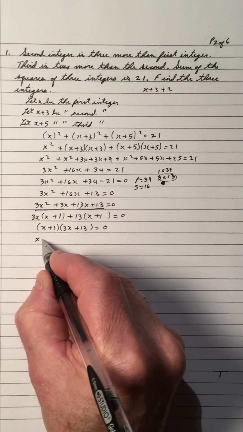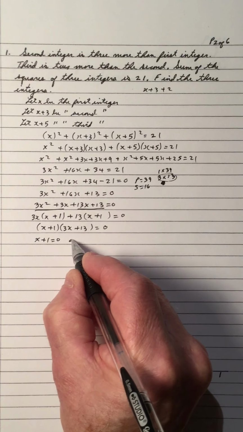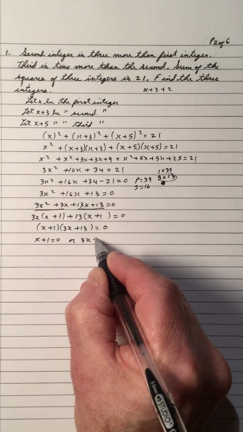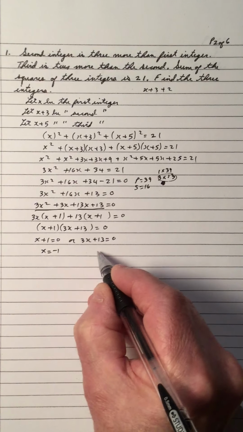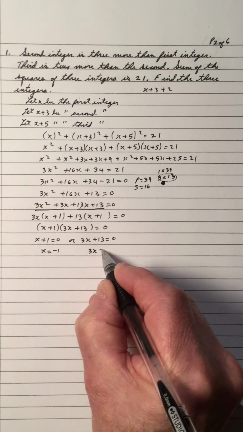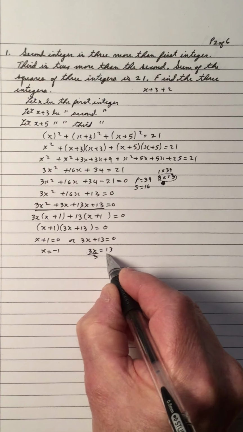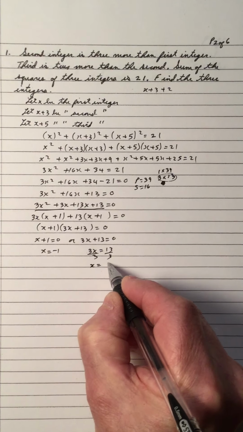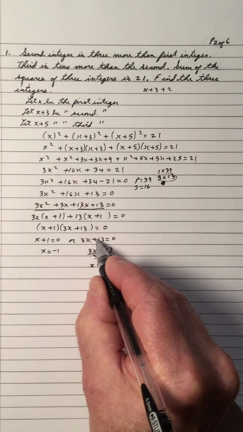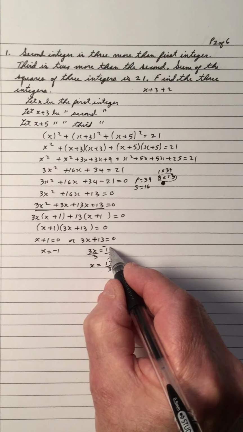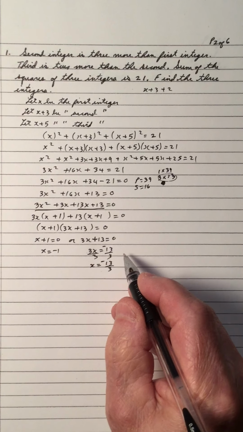And we have x plus 1 equals 0, or we have 3x plus 13 equals 0. So x equals negative 1. 3x equals negative 13, divided by 3, we have x equals 13 over 3. Negative, that is, because that's a plus. Move it over, it becomes a minus, so it's minus 13 over 3.